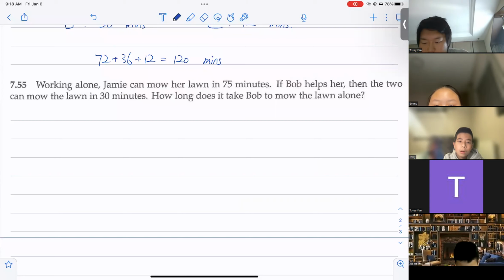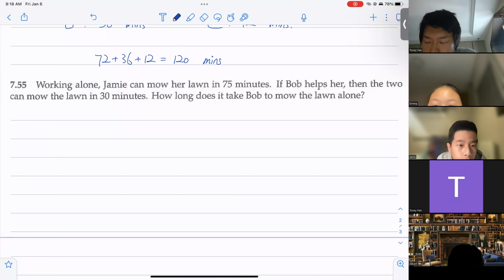Okay, so this is a very classic work rate problem. For Jerry and also Albert, I know you got it right, but listen carefully. Maybe there's something you can pick up. Jerry, you want to make a note, and Emma, you want to make a note, because work rate problems are very popular.